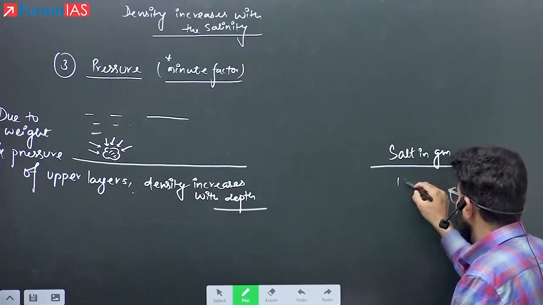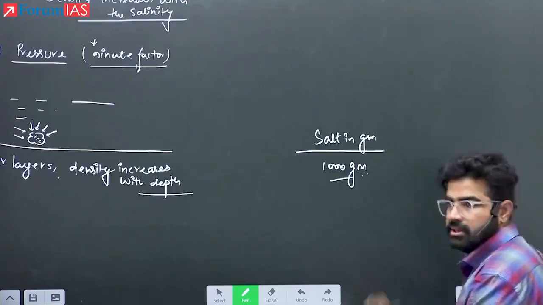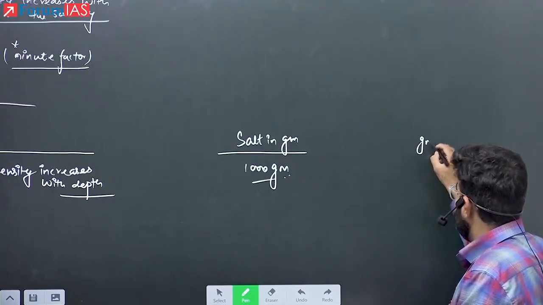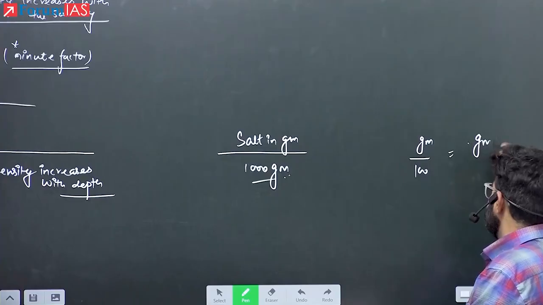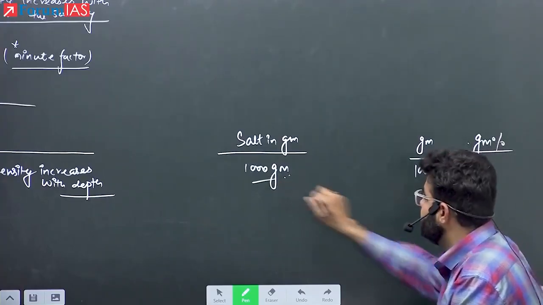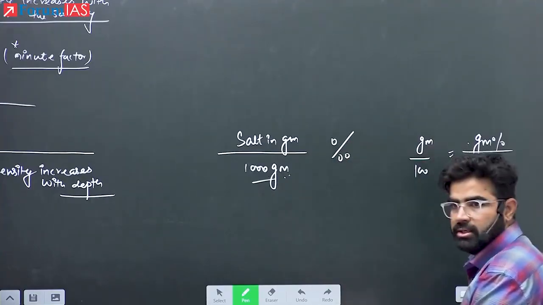Salt in gram and 1000 gram of water. Now in this, just tell me, if I say gram divided by 100, can I say this is nothing but gram percentage? Yes or no? Yes. If I take this is 1000 here, so therefore it is written in this manner, it would be. Okay, in the bottom.